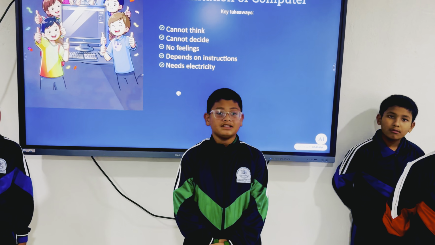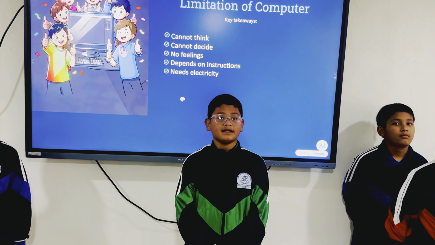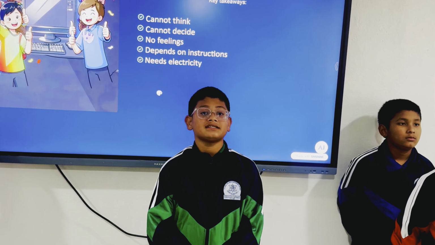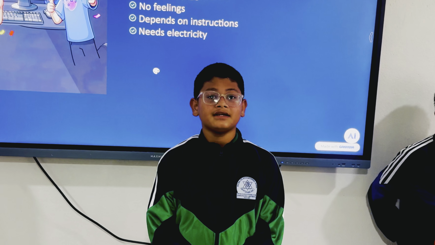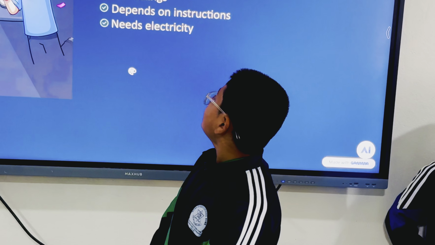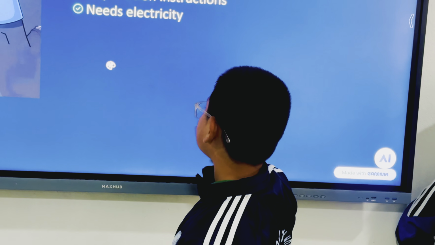Now I will talk about the limitations of a computer. A computer cannot think by itself. It needs raw data and instructions. A computer cannot decide between two choices. It needs instructions for that. A computer has no feelings, meaning it doesn't feel happiness or sadness. It depends on instructions. Without instructions, the computer cannot work. It needs electricity. Without electricity, the computer cannot even start.